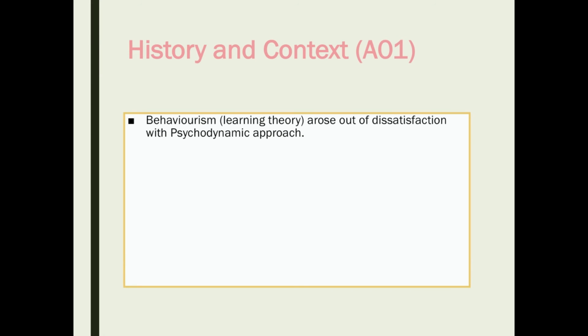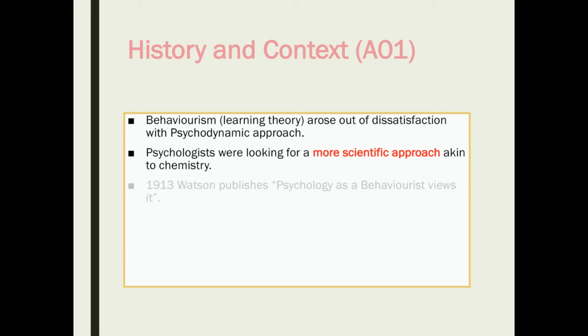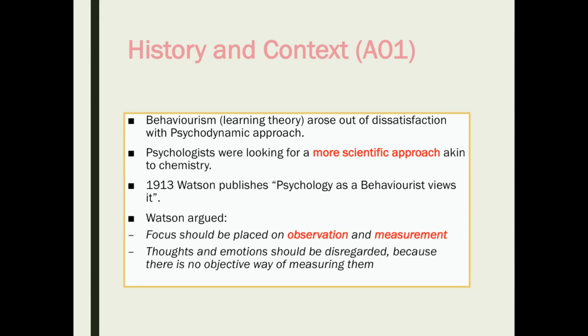History and context then. Behaviourism arose out of dissatisfaction with the psychodynamic approach. So they didn't like the idea that you were investigating the unconscious, which was subjective and difficult to quantify, and they wanted a more scientific approach, something akin to chemistry. Pavlov himself was actually a physiologist, and he was interested in animal physiology. Watson published Psychology as a Behaviourist Views it in 1913, and he argues focus should be placed on observation and measurement. Thoughts and emotions should be completely disregarded because there is no objective way of measuring them.